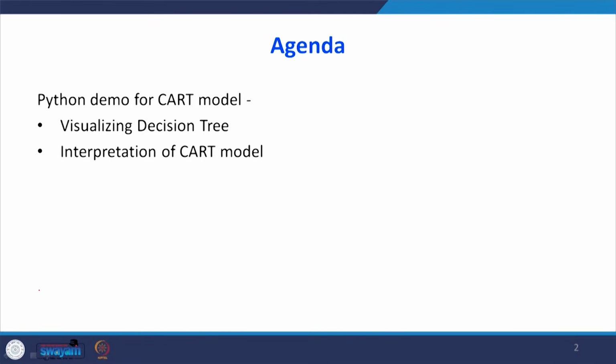In this lecture, we are going to use Python. With the help of Python, we are going to construct the CART model. Then I am going to explain the decision tree. Then I am going to interpret the output of the CART model.